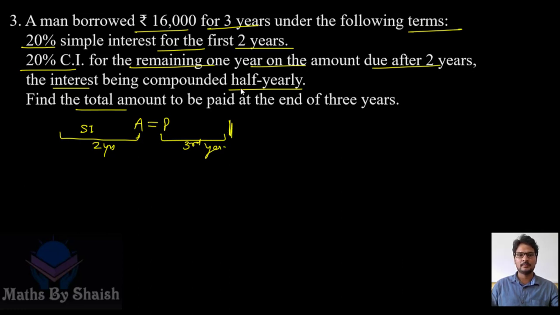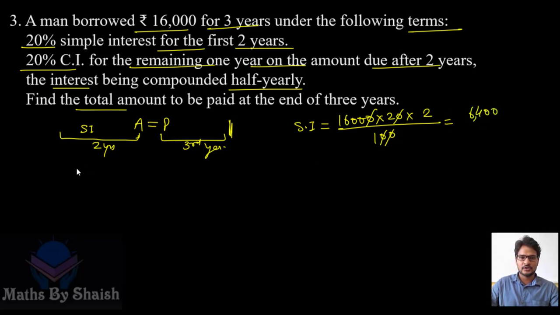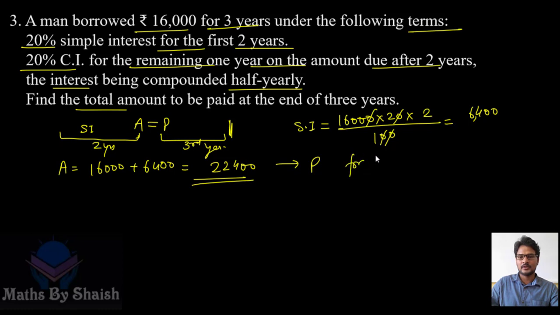And remember that it is compounded half yearly, so we can calculate first of all the simple interest. Simple interest is P into R into T by 100, that is 16,000 into 20 into 2 years over 100, 16 4s are 64, 6,400 is the interest. So the amount after 2 years would be 16,000 plus 6,400, that is going to be 22,400, and this amount after 2 years would be the same as principal for the 3rd year.